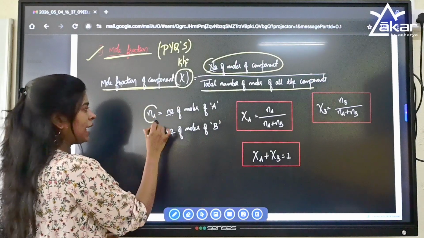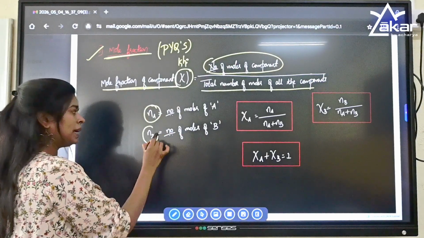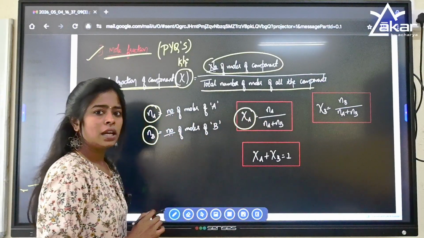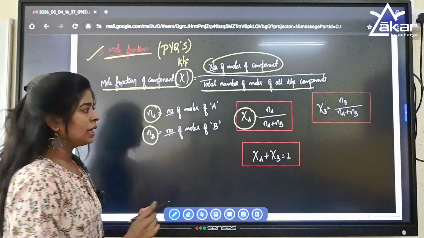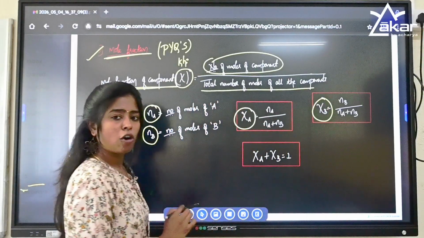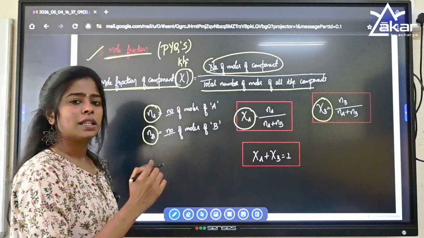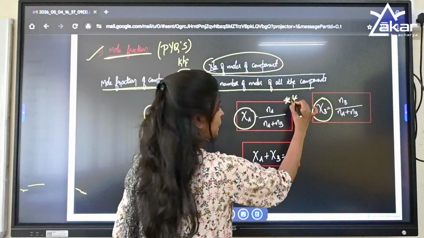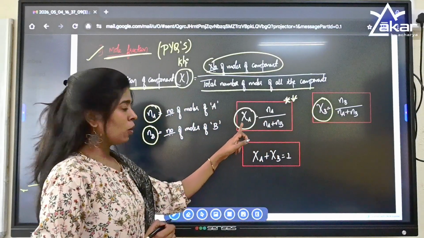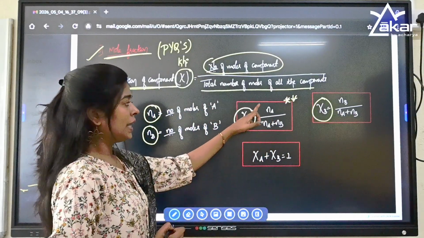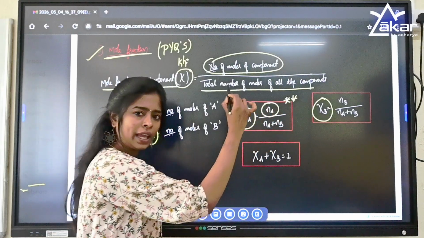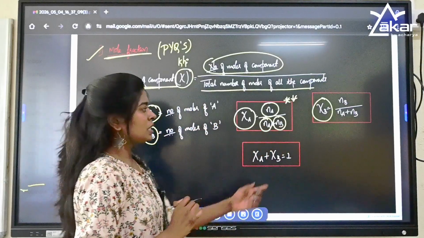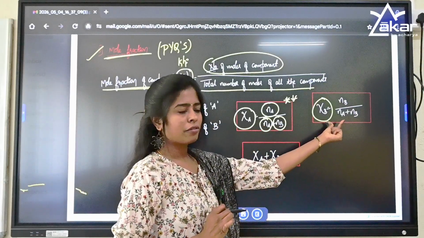Then if you assume Na is the number of moles of A, Nb is the number of moles of B, then chi A is the mole fraction of component A, chi B is the mole fraction of component B. If I want to write the mole fraction of component A and component B, I am taking the help of these equations. Chi A is equal to the ratio of number of moles of A divided by number of moles of A plus number of moles of B. Similarly for mole fraction of component B.